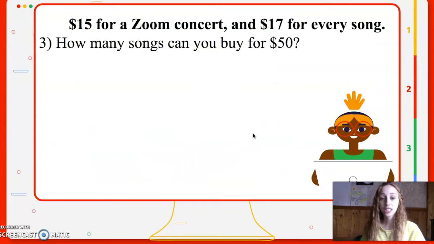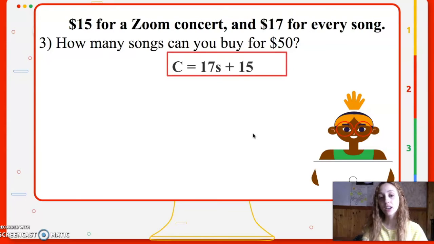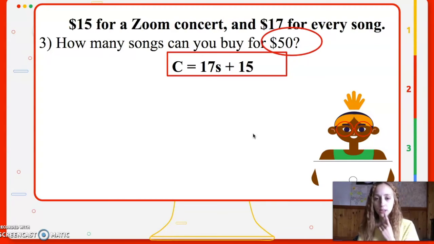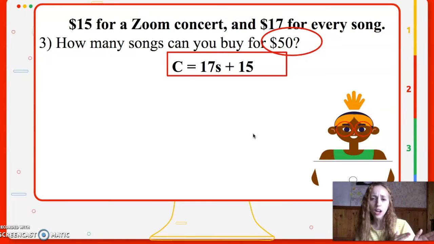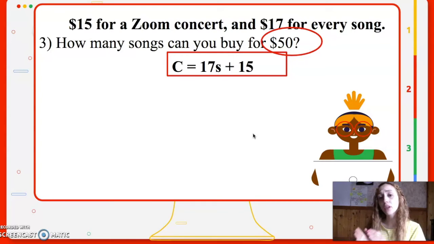Now let's take a look here. How many songs can you buy for $50? This is going to be a little bit different from the first one. Because we have the equation C equals 17S plus 15, and we are asking about $50, we have to figure out, is the 50 the cost, or is the 50 the number of songs, the C or the S?